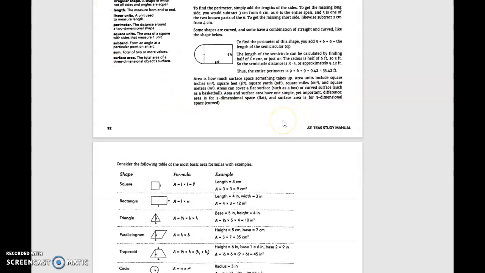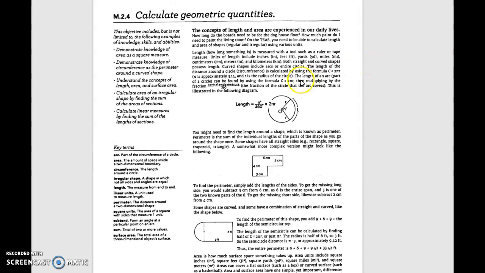Now, one thing I haven't mentioned, which is very important, is that when you're talking about area, it is how much surface space something takes up. So area units include square inches, square feet, square yards, square miles, and square meters, etc. So when you're doing area, you have to have square units to measure. But when you're doing just perimeter or circumference, it's just whatever units to measure it.